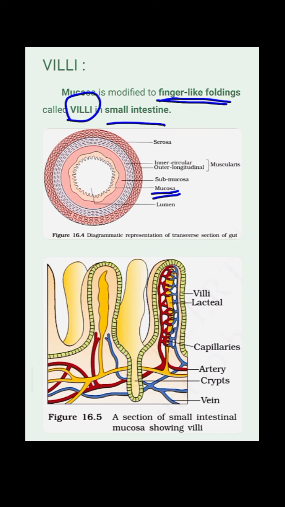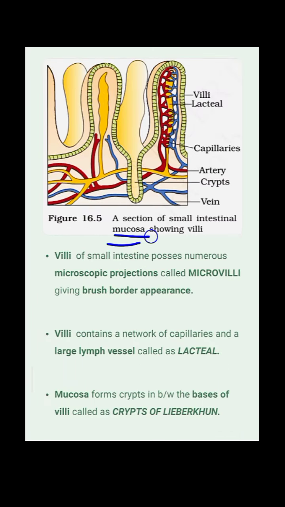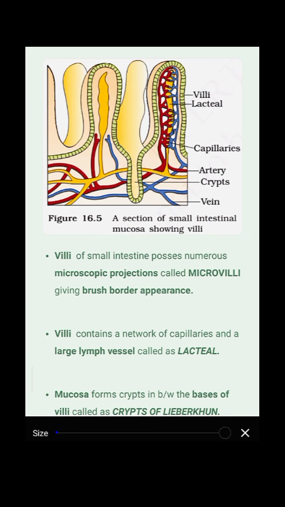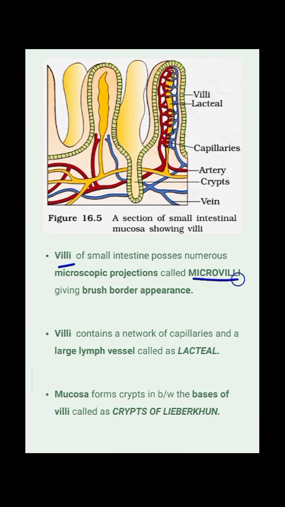Now see this diagram. It is a section of the small intestine showing that innermost layer, the mucosa, which is modified to have villi. This one you can see. These are known as villi. Now you may ask the reason behind these modifications. Why do these villi or microvilli have to be formed from this mucosa?